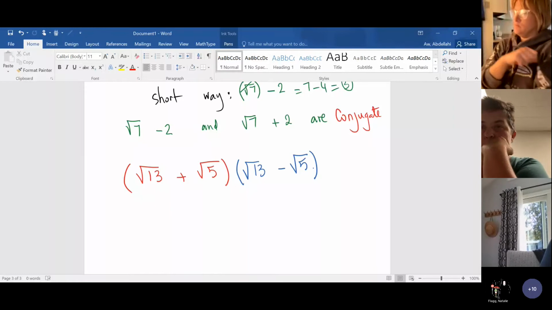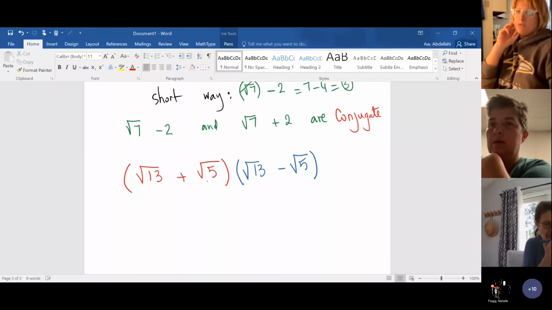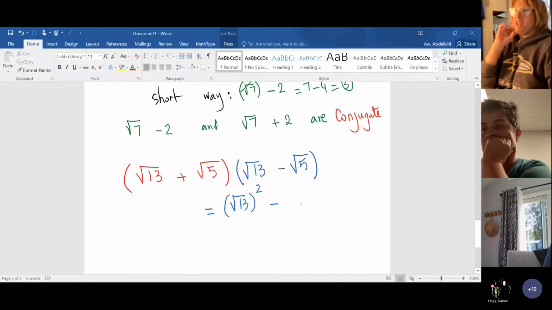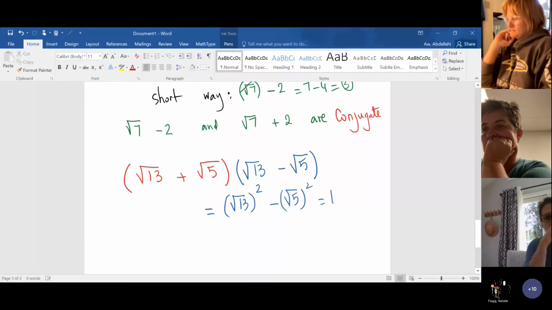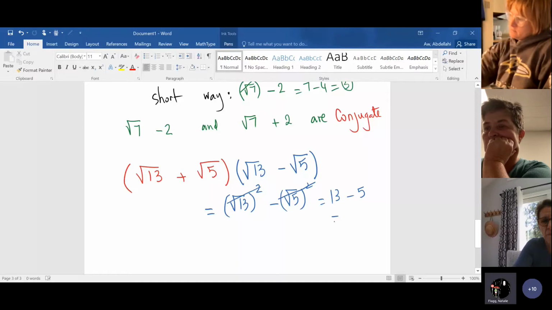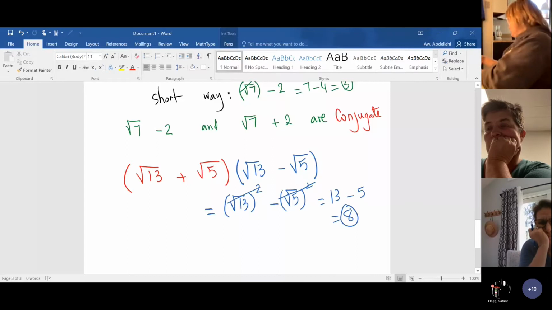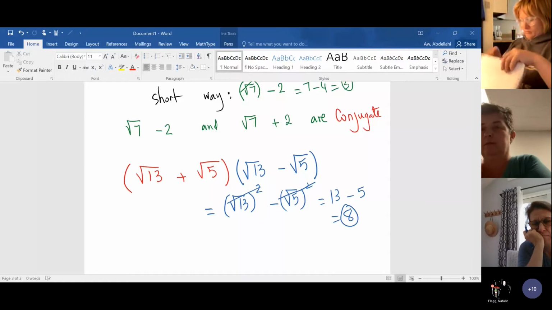This is a plus b, a minus b. What is a plus b, a minus b? It's the difference of squares, right? It's going to be square root of 13 all squared minus square root of 5 all squared, right? Which is 13 minus 5, because the square roots cancel out, right? It's going to be 8, you see? In each case, look at the final answer. Do you see any square roots in the final answer? No. We don't see any square roots in the final answer. So we're going to keep that in mind.